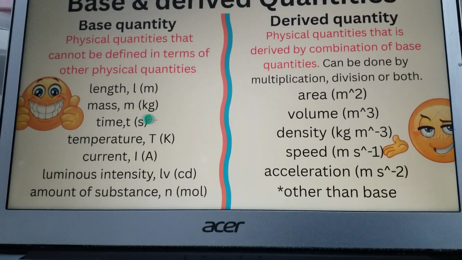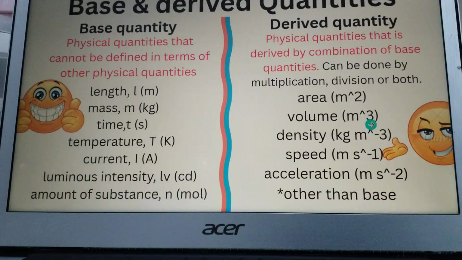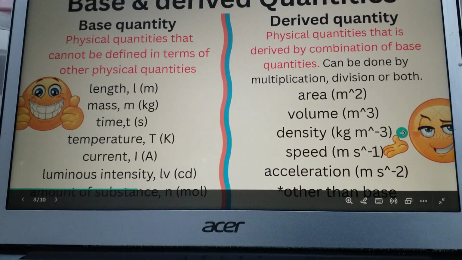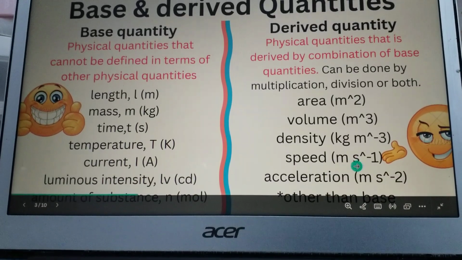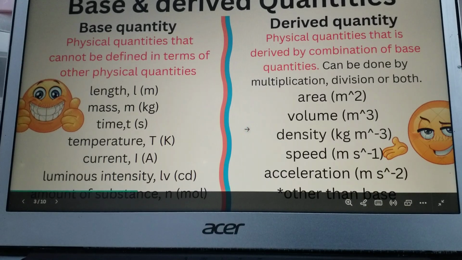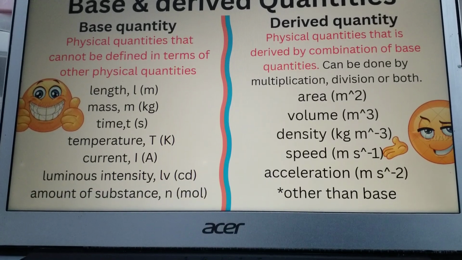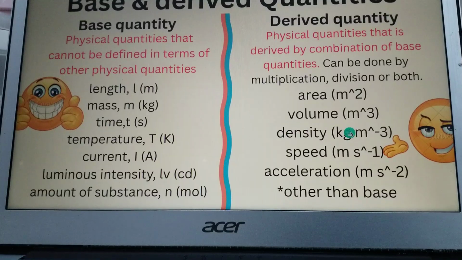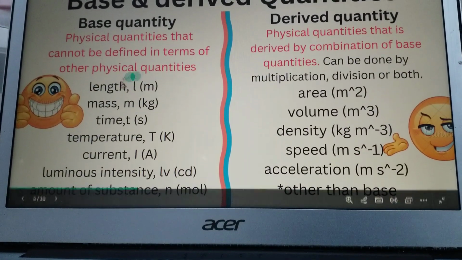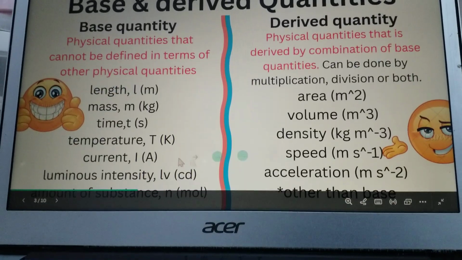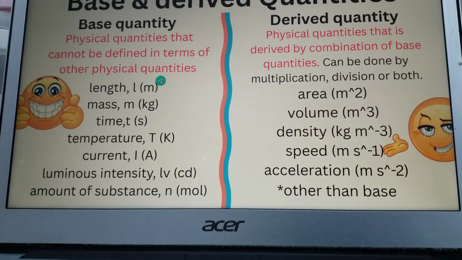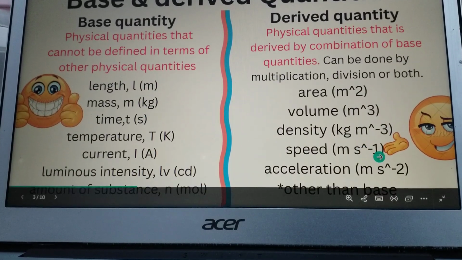We say m times m times m will become m to the power of 3. So kg over m to the power of 3 will become this unit. Speed. The formula of speed is distance over time. Distance is length, that's the base quantity. And time is seconds, also a base quantity. So distance over time gives m s^-1.